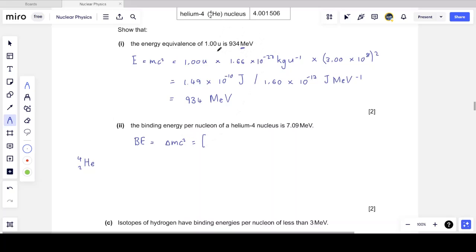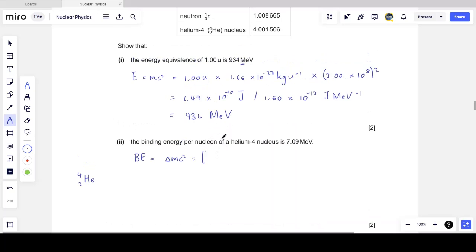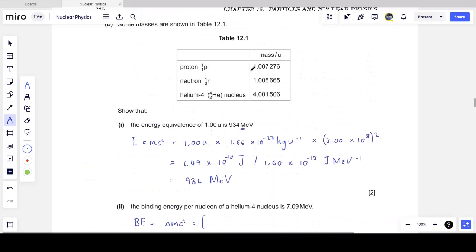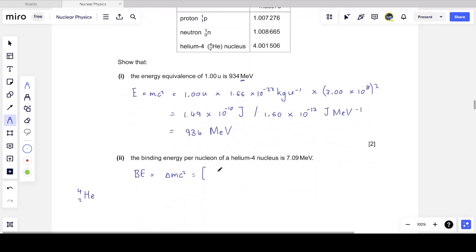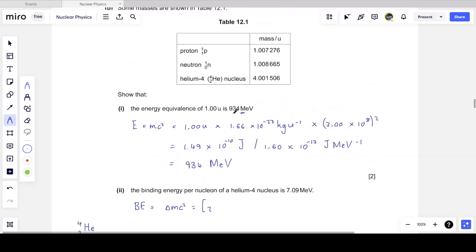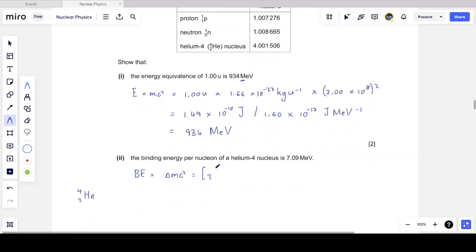And there's probably a reason why they asked us to show that 1 u is 934 mega electron volts. All of these masses that I'm given are in atomic mass units. So instead of converting them to kg, I can use atomic mass units and then use my value of 934 as c squared, which is just an easier way of doing this calculation. Now, the mass of the constituent components: there are 2 protons. So that's 2 times the mass of each proton, 1.007276. I'm just going to use the masses as given. Plus, there's another 2 neutrons.